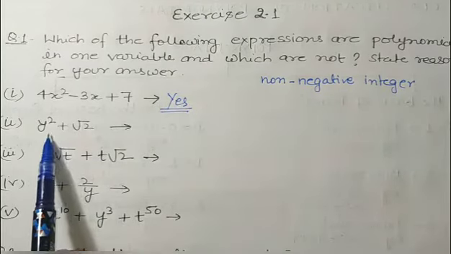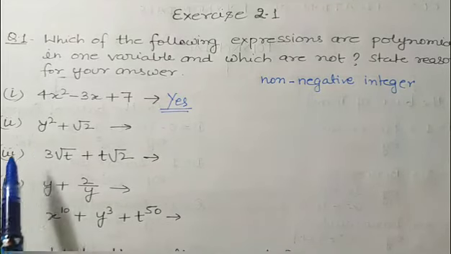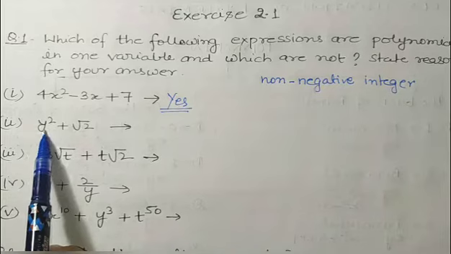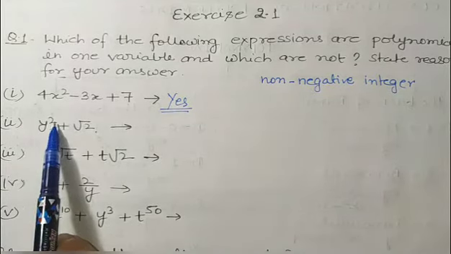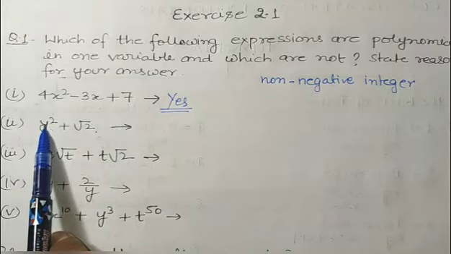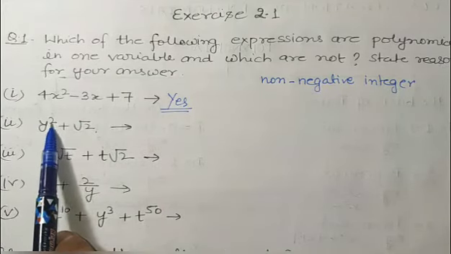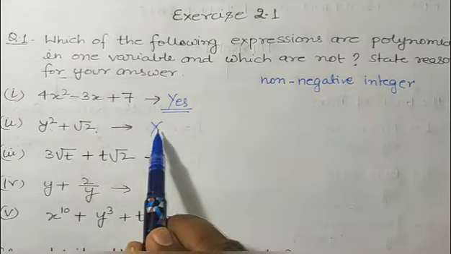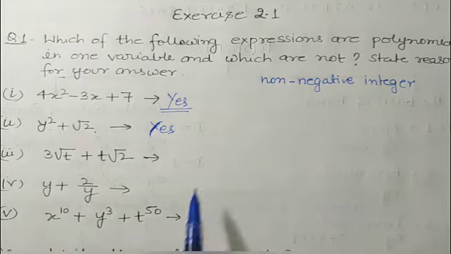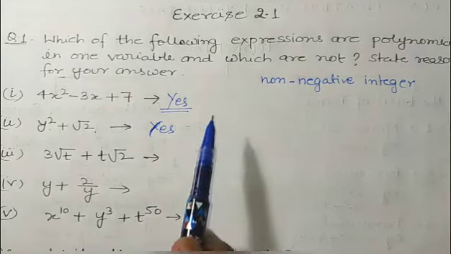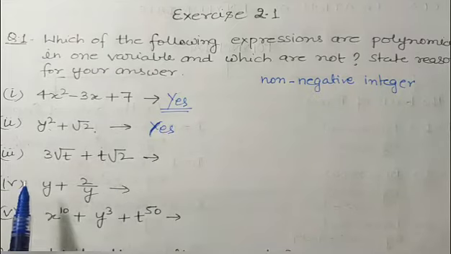In the second part, the variable is y. It is written y square plus under root 2. So you only have to see the power of variable. The power of variable is 2, which is an integer as well as positive. So here also your answer will be yes. For the reason, you will write the same as you have written in the first part.